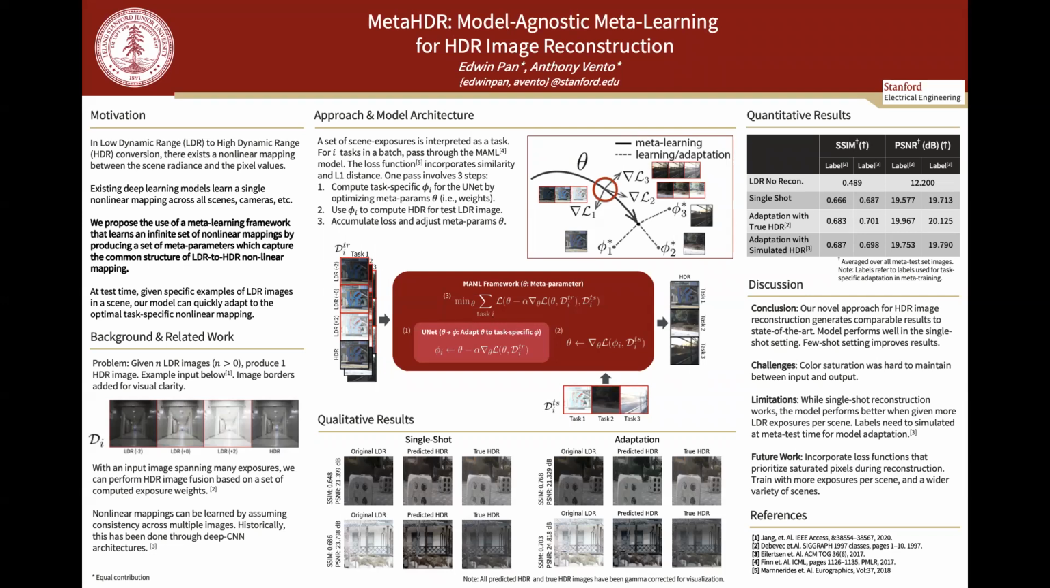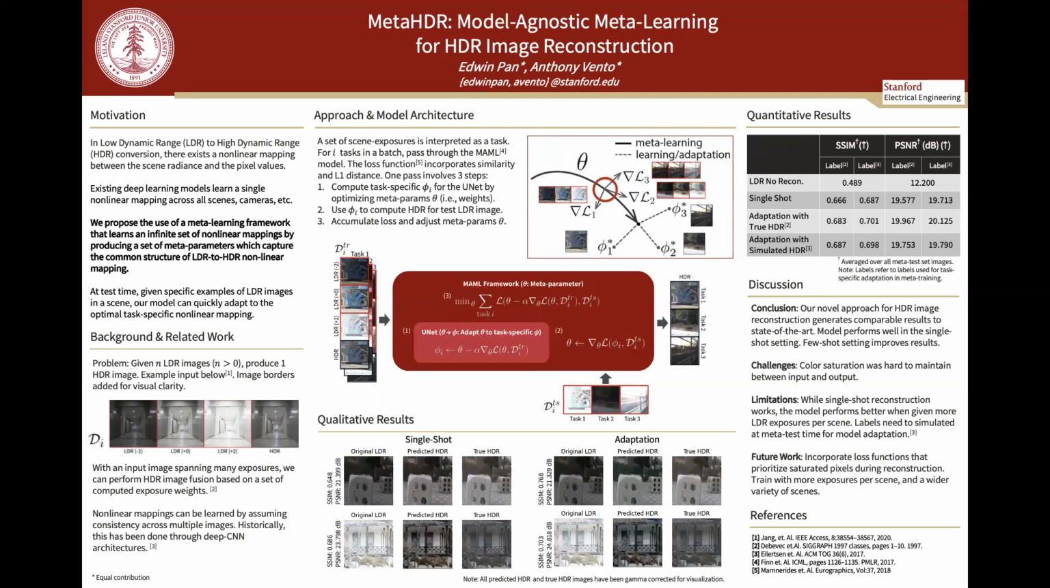Therefore, the problem we are trying to tackle is as follows. Given n LDR images, produce one HDR image. As an example, here's a set of three exposures of the same scene taken from the dataset we used, as well as the true HDR image. The dataset we used had 450 scenes, where each scene had three LDR images and one HDR image.